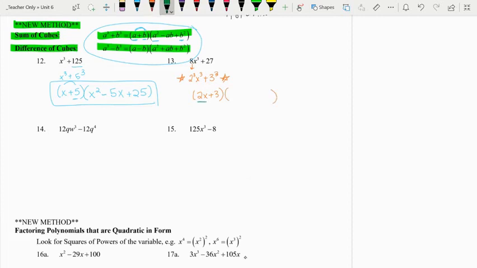Okay, the first term comes from squaring 2x. Well, 2x squared would give me 4x squared. The next one comes from multiplying these two things. Well, 2x times 3 is 6x. And that has to be a minus because there's always one minus. And then our last term is 3 squared, which is a positive sign. And that is your final answer.